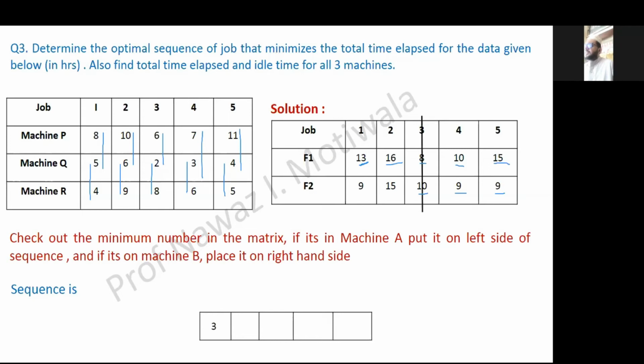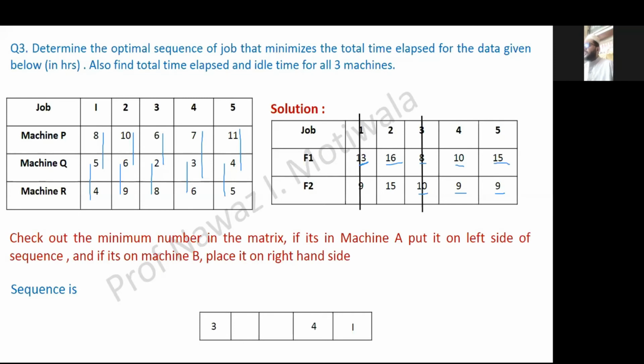Now next, the next minimum number is 9 and it is occurring on 3 different jobs, that is 1, 4 and 5. But here all the 3 minimum are on the same machine F2. So here you can choose anyone and keep it on the right hand side. We have already seen it in the previous problem. So let us say I am taking job 1 on the right hand side, this gets cancelled. Again minimum number is 9. You can choose any one of them. Let us say I am choosing 4.